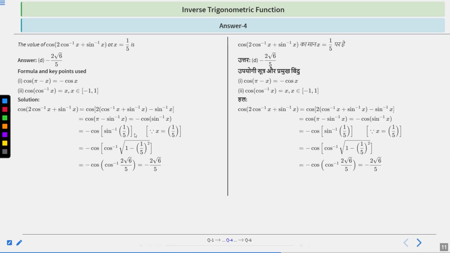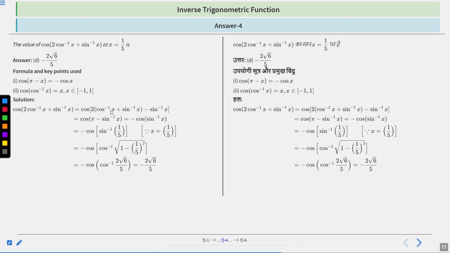Okay, let's move to the solution part. The formula and key points we will use in this question is, we know that cos of pi minus x is equal to minus cos x. Cos of cos inverse x is equal to x when x belongs to -1 to 1. Right. Now let's move to the solution.